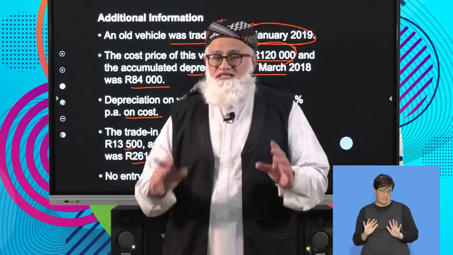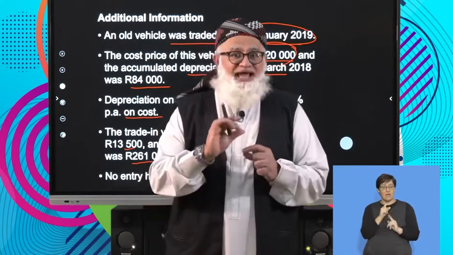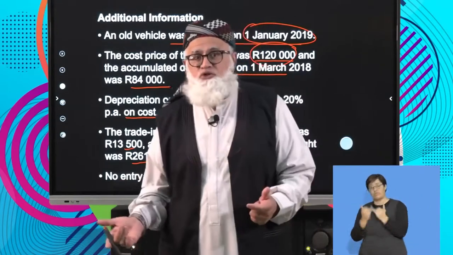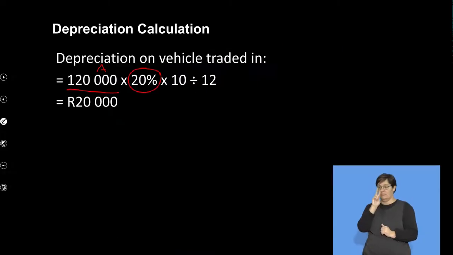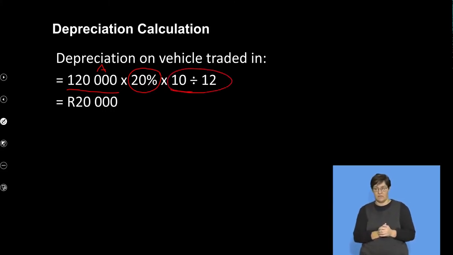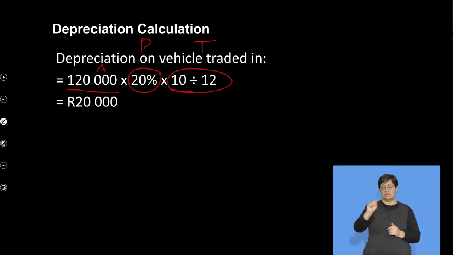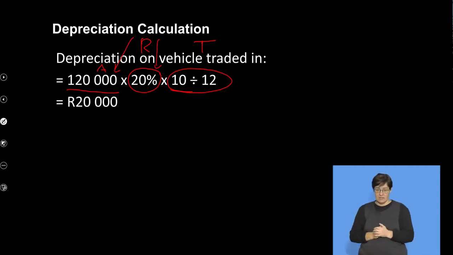Clear? That's very important, because if you get that part wrong, your calculation is going to be wrong. Okay? So this means, therefore, that if you look at your calculation there, you can see times 10 divided by 12. Remember the T part of our ART? There we go. We've got the amount, we've got our rate, and we've got our time. Let's do that calculation.